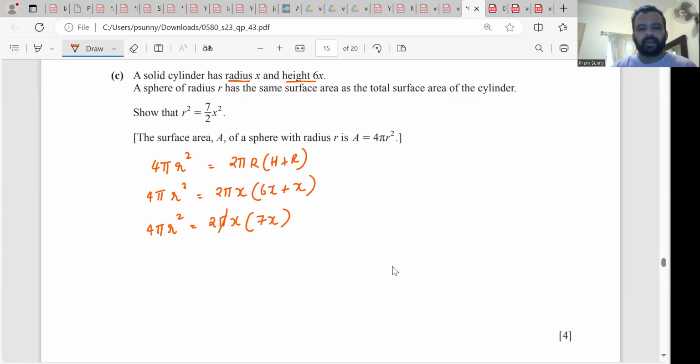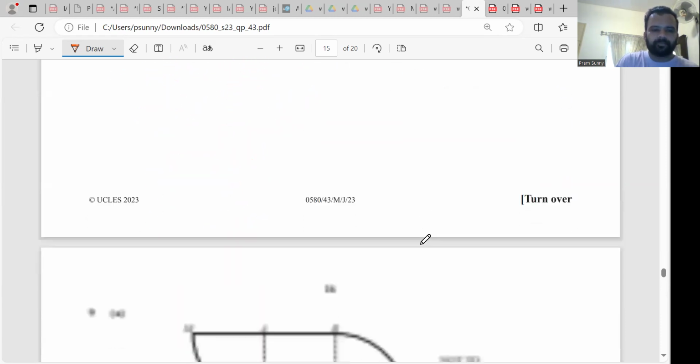Now pi and pi get cancelled, so r square is equal to 2 into 7 is 14, x into x is x square, divided by 4 goes to the other side, division 4. So 14x square by 4 will give me 7 by 2 x square. r square is equal to 7 by 2 x square. That is what we had to prove and we proved it. So we are done with this question.